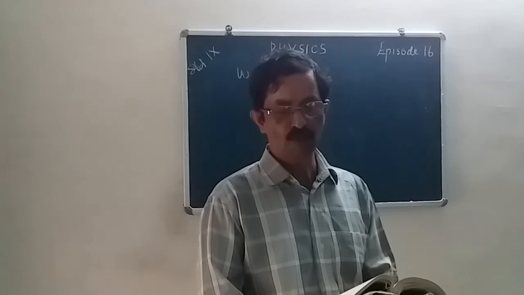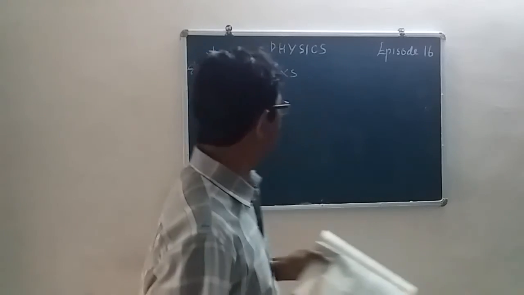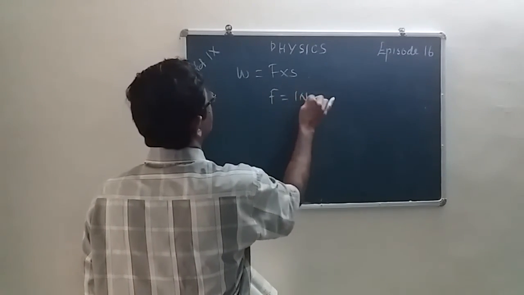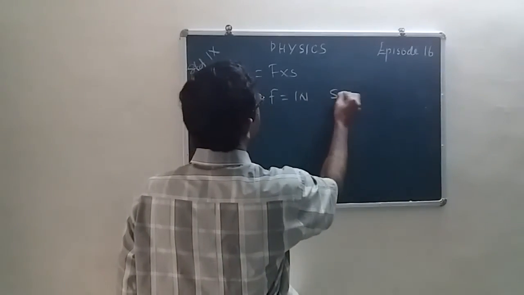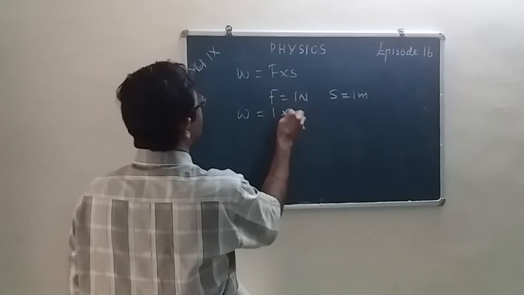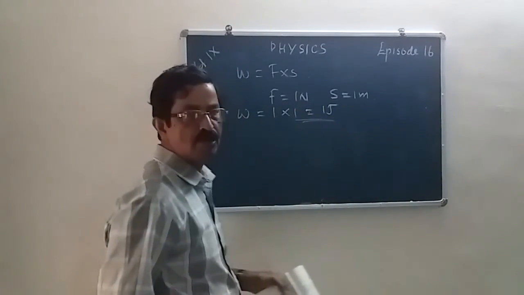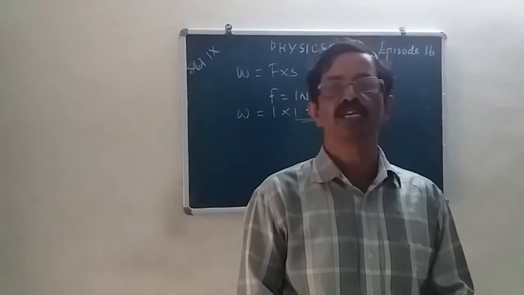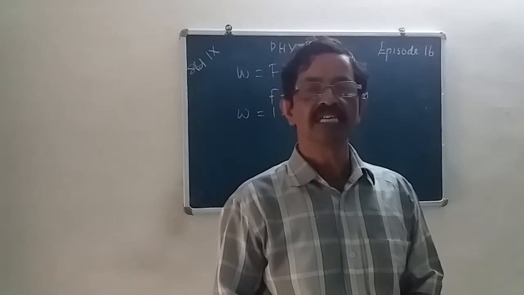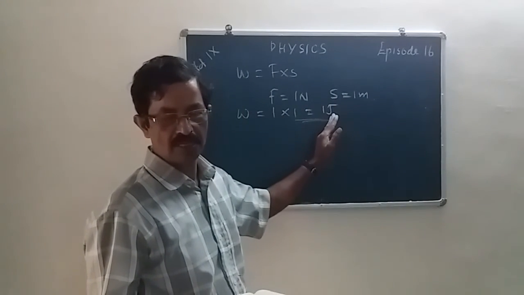Define one joule of work. That means if a force of 1 Newton, F is equal to 1 Newton, and the displacement is equal to 1 meter, then W is equal to 1 into 1, that is equal to 1 joule. That means if a force of 1 Newton makes a displacement of 1 meter, then the work done is 1 joule.